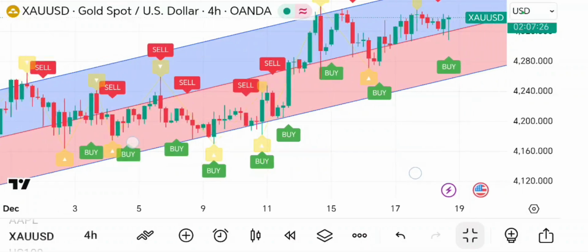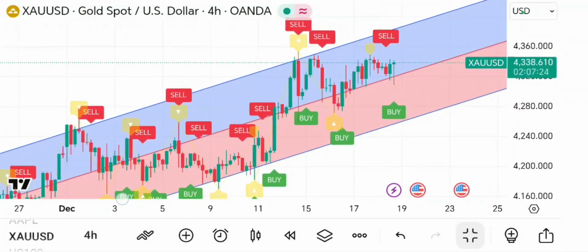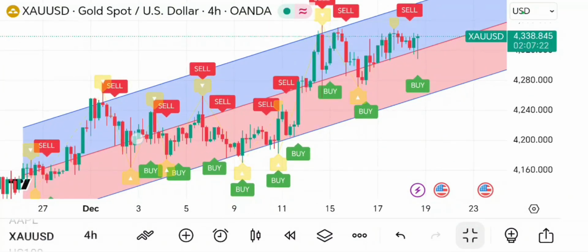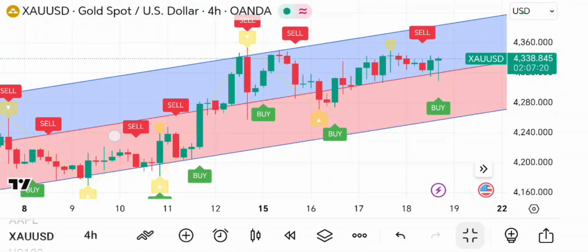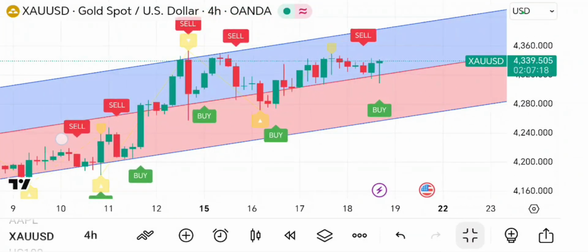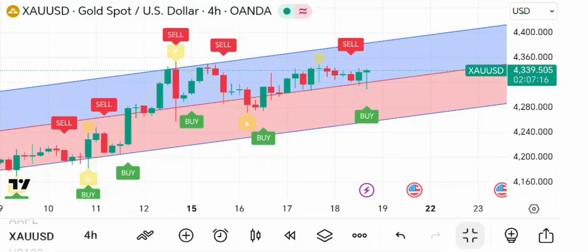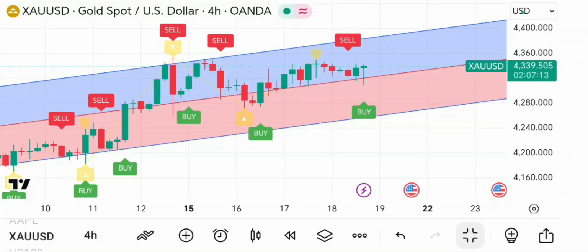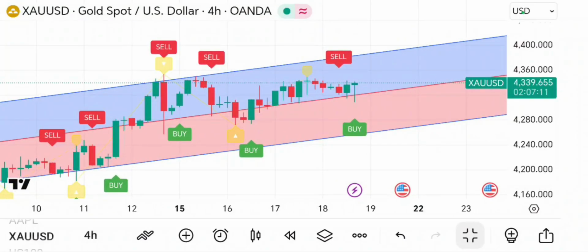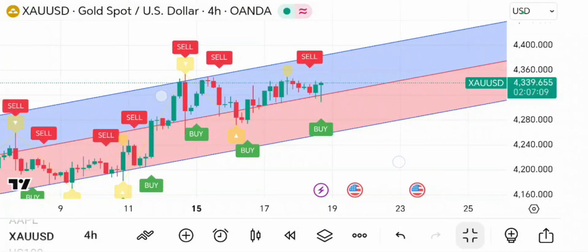Section 6. Connection to live sessions. If you're watching my live session right now, you'll notice I use the same logic on BTC/USD and other pairs. The system is the same. Read the channel, confirm with swings, wait for the label. Simple, clean, and repeatable.